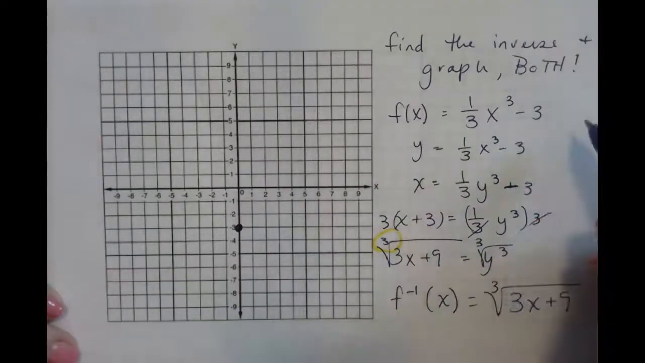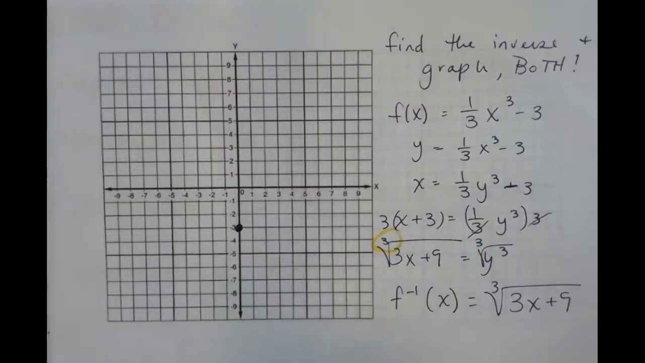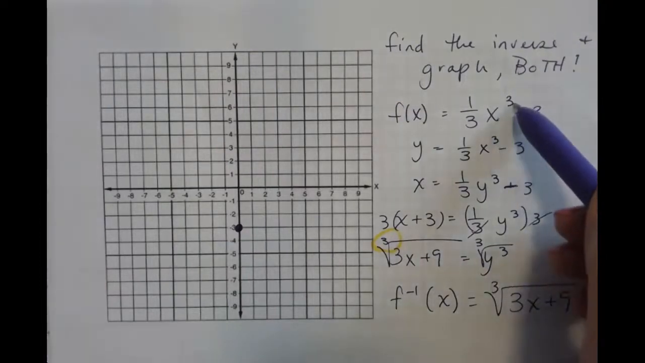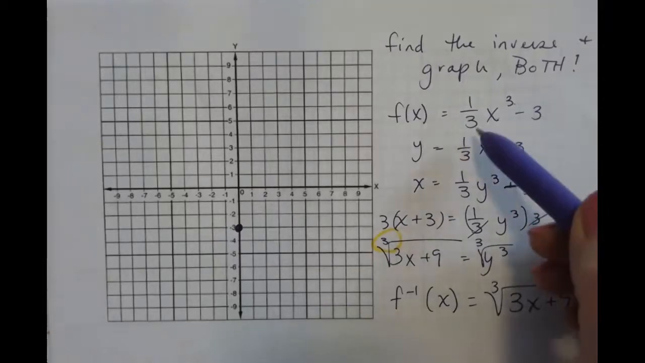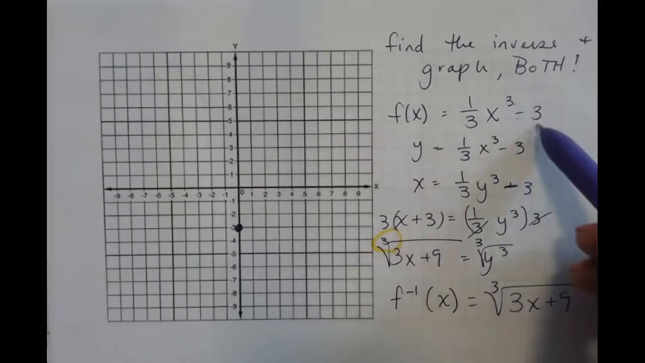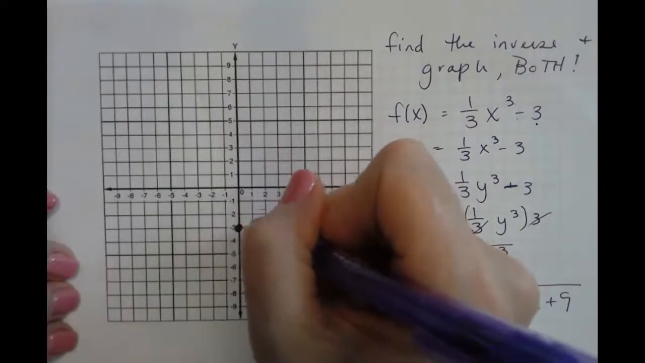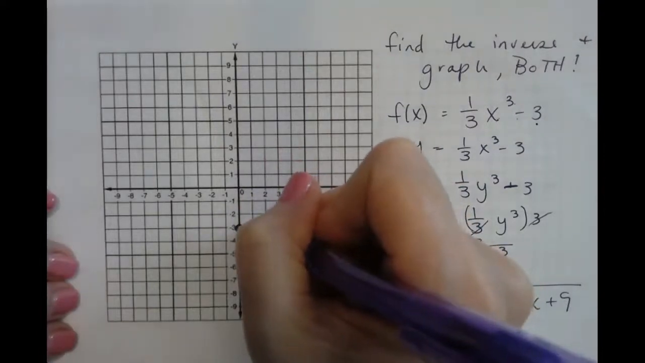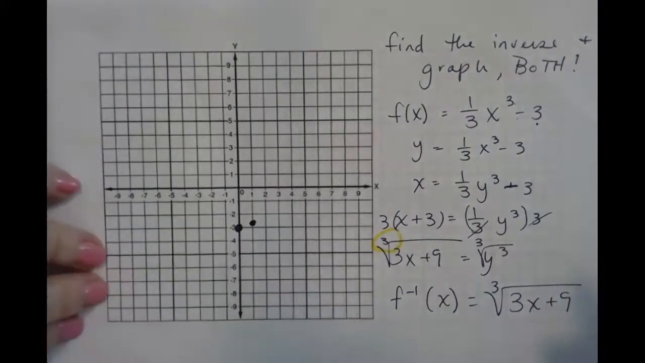So let's plug in a couple of numbers here. Let's plug in the 1. So f of 1, 1 cubed is 1. 1/3 of 1 is 1/3. 1/3 minus 3 is -2 and 2/3. So over 1 down 2 and 2/3. So you see what's happening. It's squishing it, flattening it right in the middle of the function at x equals 0.